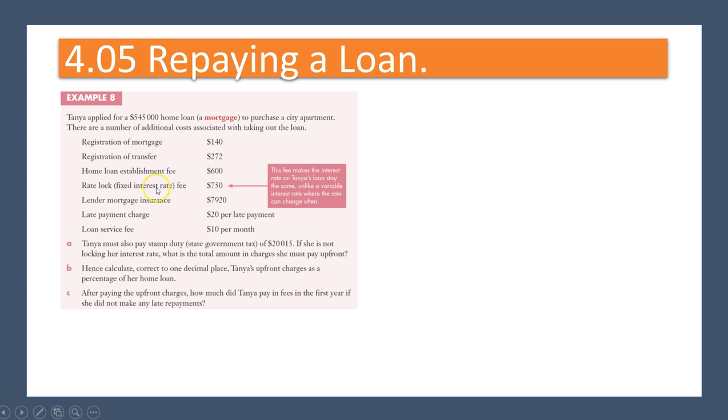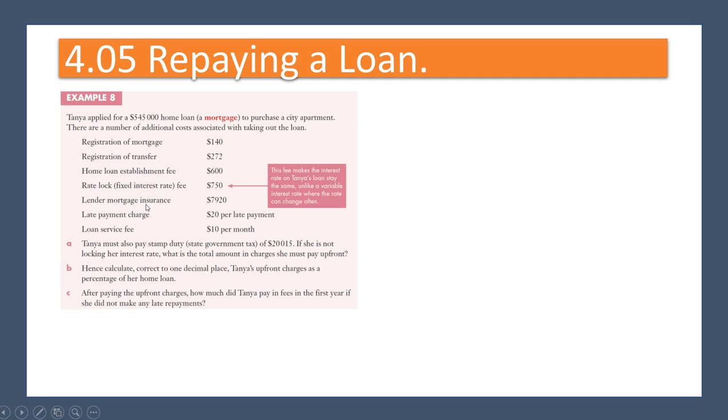This is an optional fee. It's called the rate lock fee. There are two types of interest rates, a variable and a fixed interest rate. You might want to note that. It's obviously optional here because this fee makes the interest rate stay the same, unlike a variable where the rate can change often. Not everyone chooses to lock in their fixed rate loan interest rate.